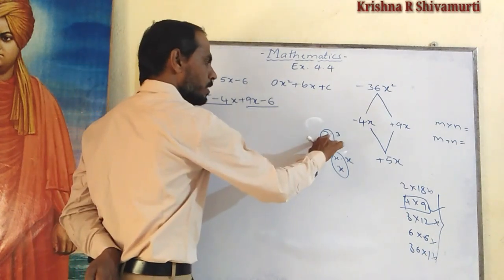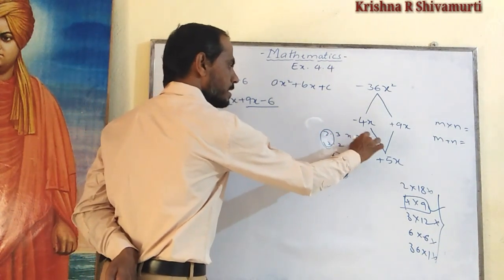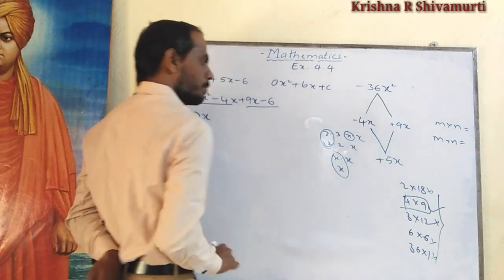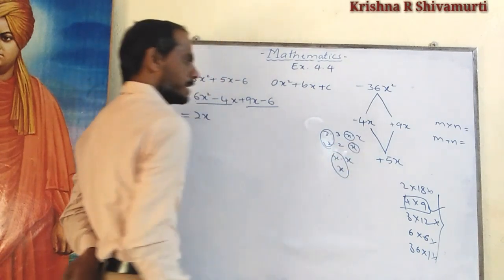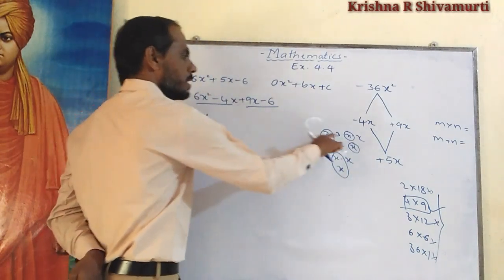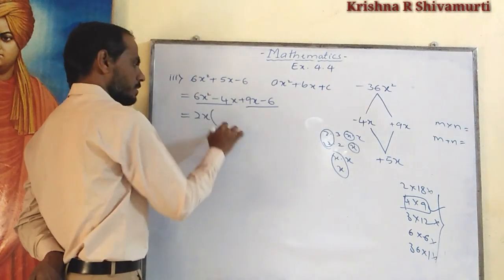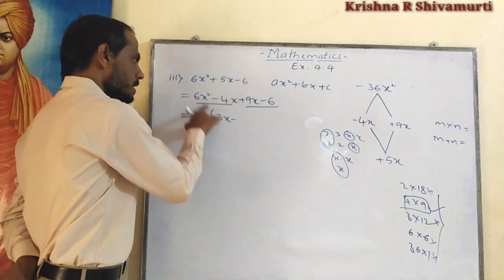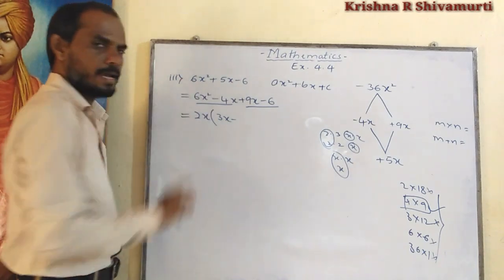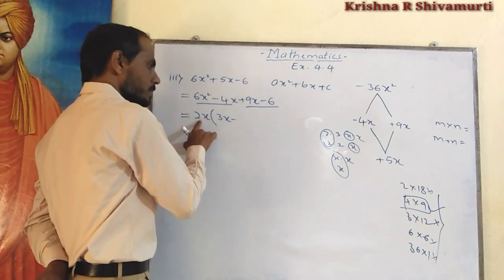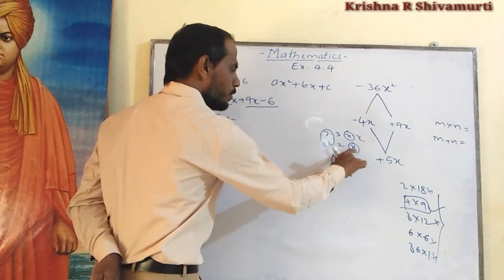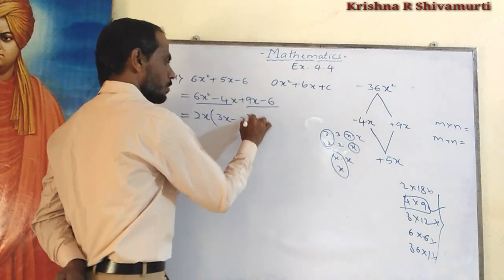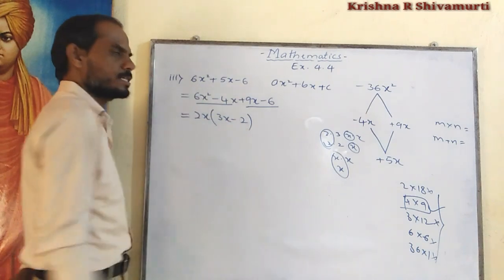In 2 into 3 into x into x and 2 into 2 into x, 2 and x are taken as the common factor. In the first term, what remains? 3 into x, 3x. In the second term, 2 into x taken as common, what remains? 2. If you multiply, you will get this one.